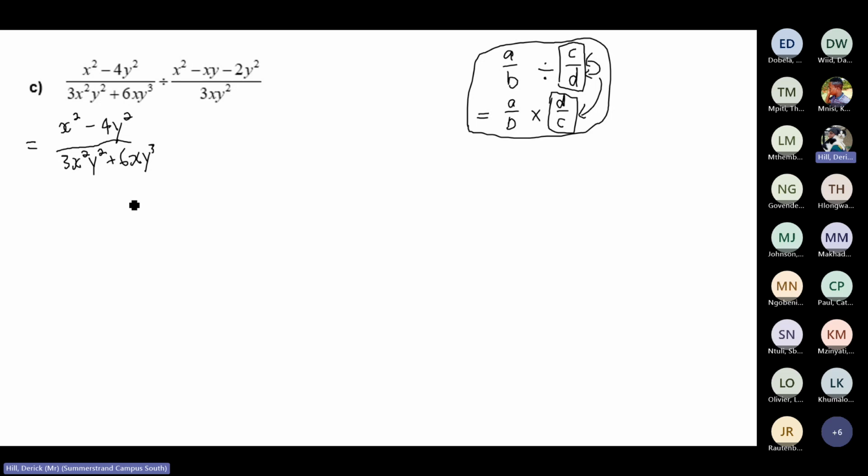All right. Okay, so we have our first fraction. Now our divide becomes a times. Yippee, yay for us. And this fraction is going to flip. So our denominator becomes our numerator, which is 3xy squared now, all over the trinomial, which is x squared minus xy minus 2y squared.